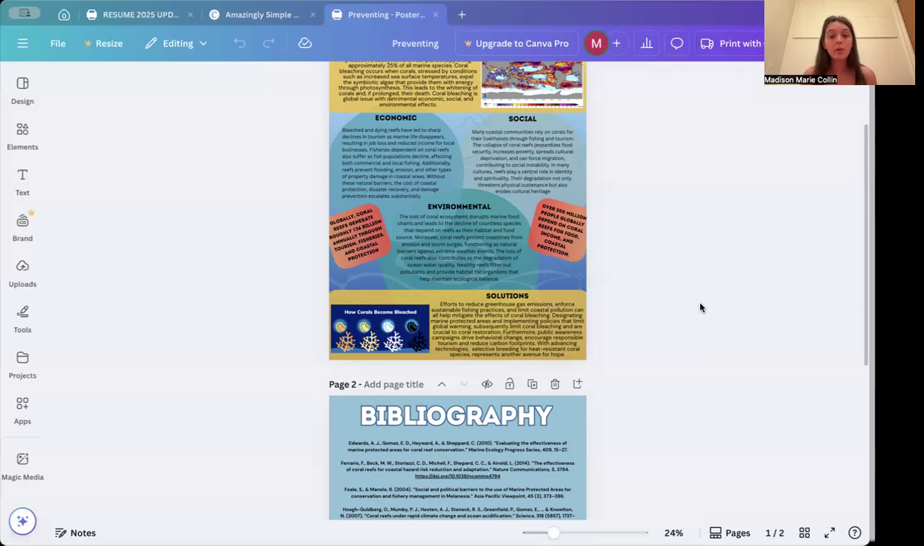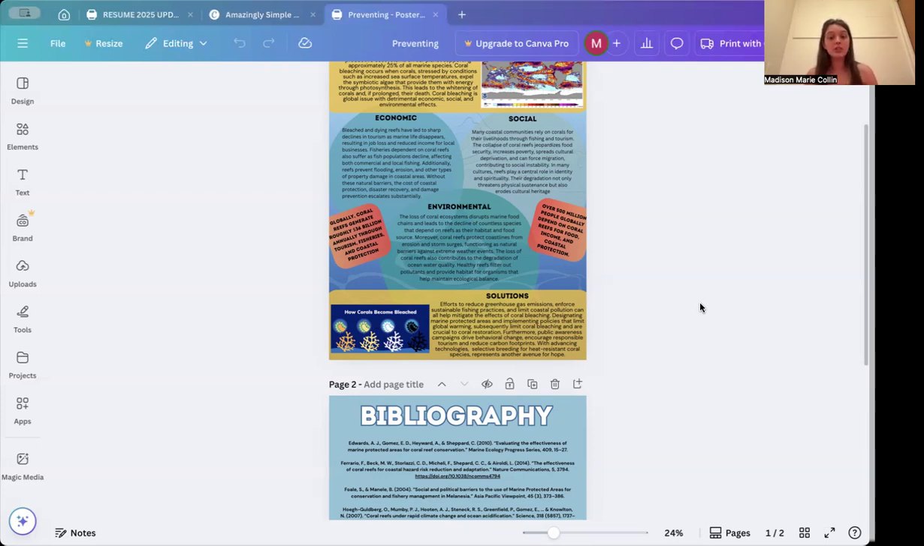Public awareness is also an important factor in solving the problem of coral bleaching, whether it be on a larger scale by promoting corals on a social media platform, or even just spreading awareness to your community on what can be done on an individual level to prevent coral bleaching is incredibly important.